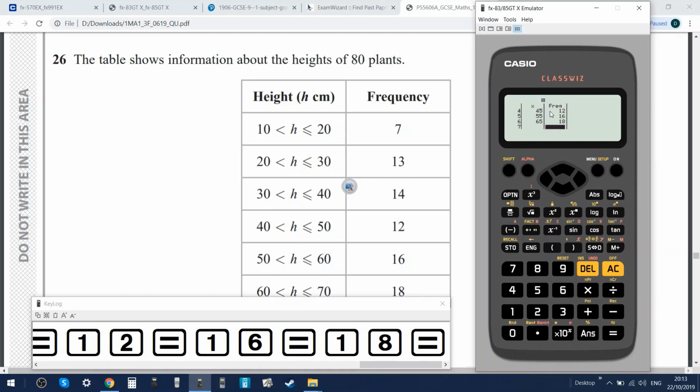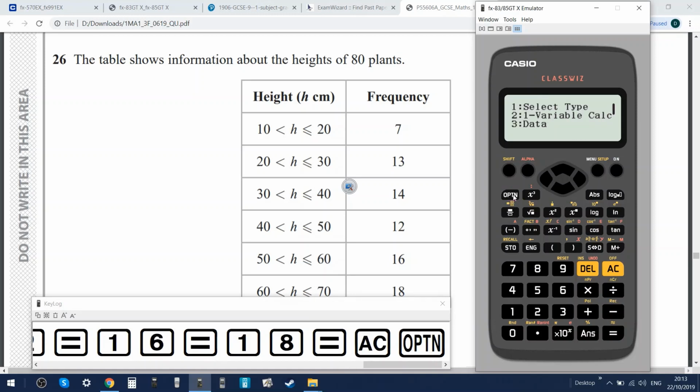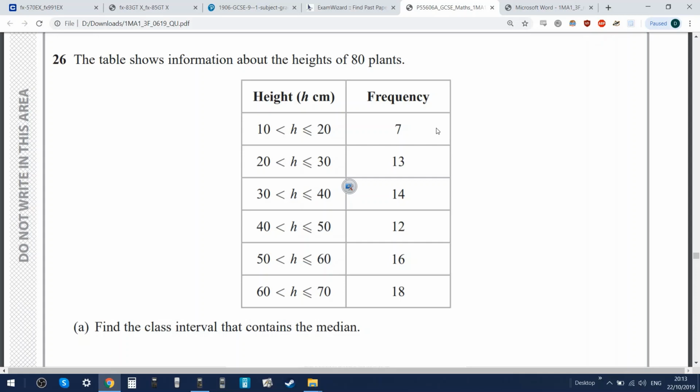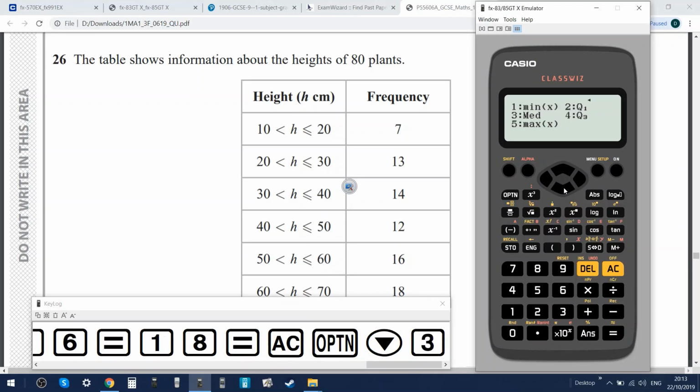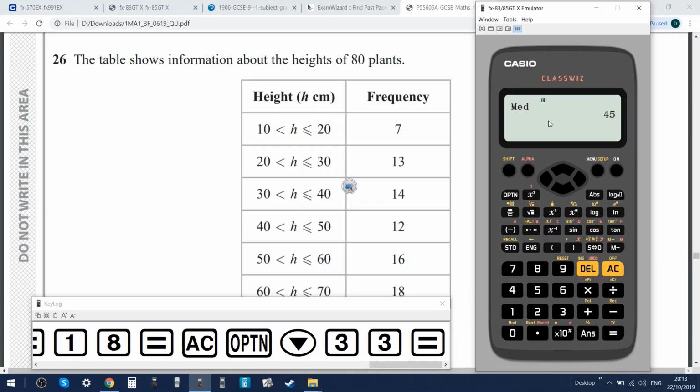Now we have the table and it is put into the calculator. Press AC to save it and it blanks the screen. Press option under the shift button. This time we want the median. Small, medium, large. We want the median, the middle number. Press down, and then press 3 for min max. There's median, number 3, median. Press 3 again. That's 45.